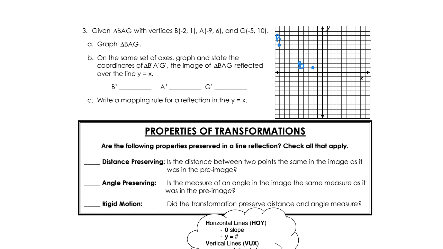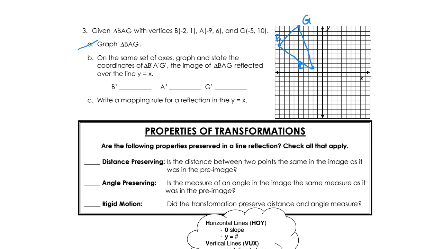G is at -5. 1, 2, 3, 4, 5, +10. 1, 2, 3, 4, 5, 6, 7, 8, 9, 10, all the way at the top. Okay. Try to use a straight edge to connect. Okay. And then we did part A.